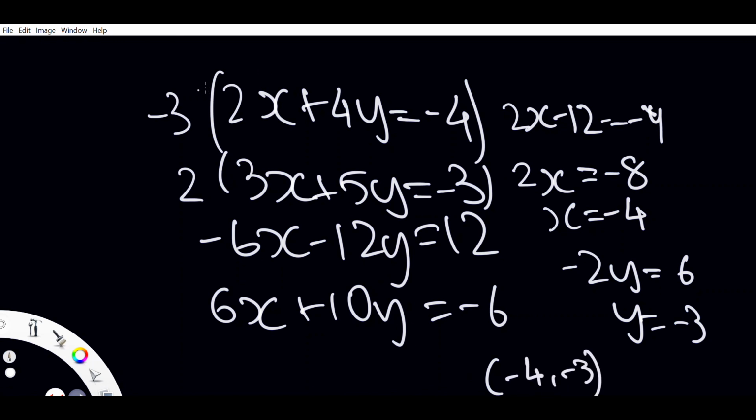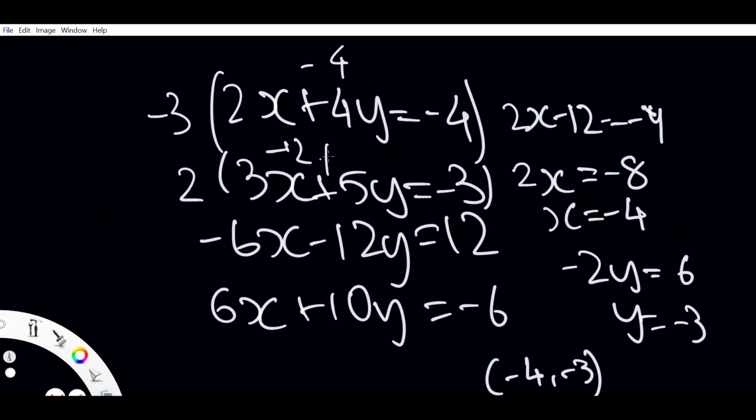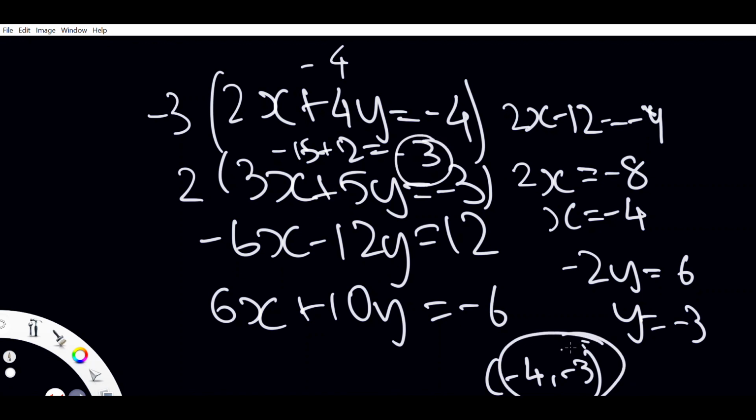And if we substitute it in, we get negative 8 minus 12 is equal to negative 4. And similarly, negative 12 plus 15 is equal to negative 3, or negative 15 plus 12 is equal to negative 3, which gives us negative 3, which works. So we can conclude that this is the correct ordered pair.